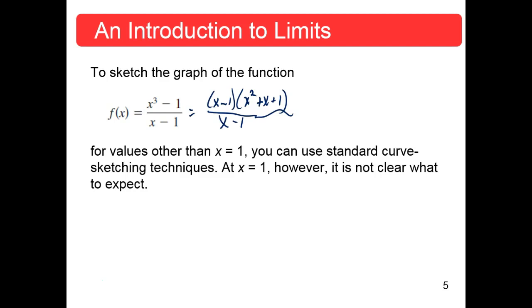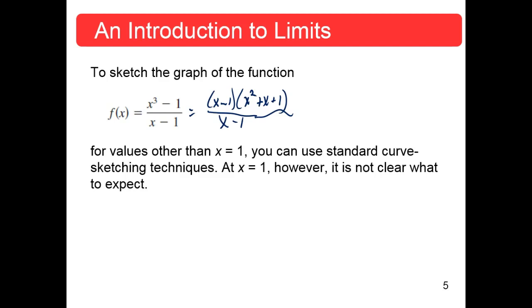Now, if you don't believe me, you can multiply these out and see. x times x squared is x cubed. x times x would be x squared, but minus 1 times x squared would be minus x squared. Those add to 0. x times 1 would be x. Minus 1 times x would be negative x. Those add to 0. And minus 1 times plus 1 would be minus 1. Sure enough, that works.